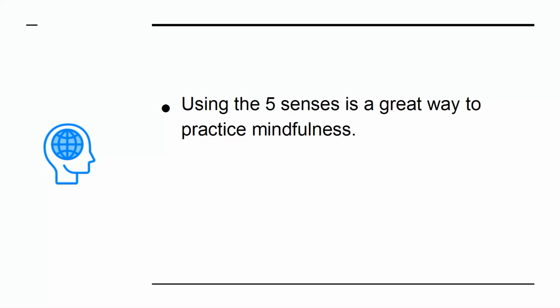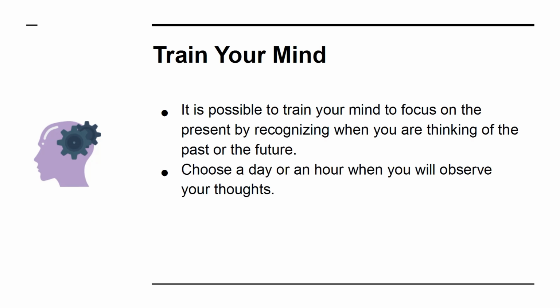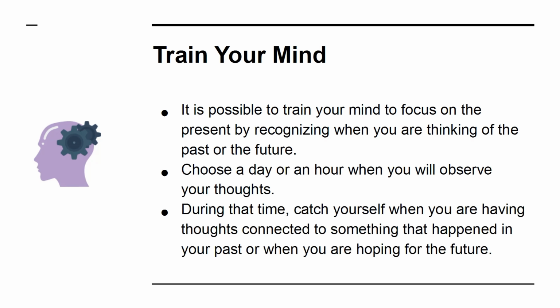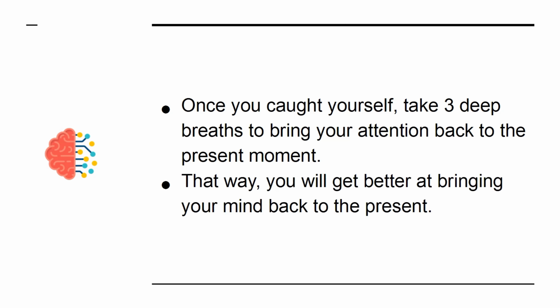Train your mind. It is possible to train your mind to focus on the present by recognizing when you are thinking of the past or the future. Choose a day or an hour when you will observe your thoughts. During that time, catch yourself when you are having thoughts connected to something that happened in your past or when you are hoping for the future. Once you caught yourself, take 3 deep breaths to bring your attention back to the present moment. That way, you will get better at bringing your mind back to the present.